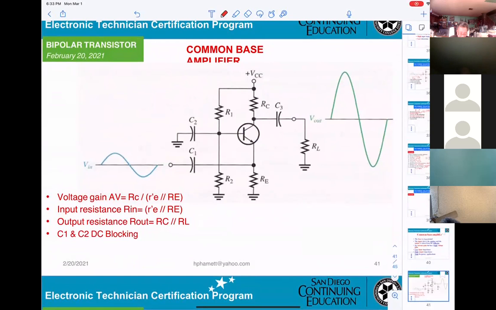For this common base, input applied to the emitter and output from the collector. Input and output will be in phase. And if you want to calculate the gain, then it will be RC divided by r'e parallel RE. If you want input resistance Rin, it will be r'e parallel RE. Output resistance Rout, RC parallel to RL, the same like emitter.